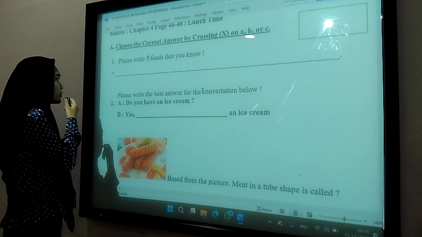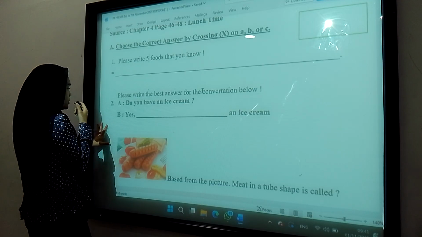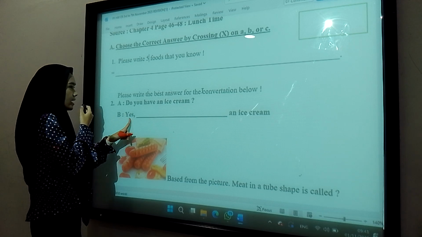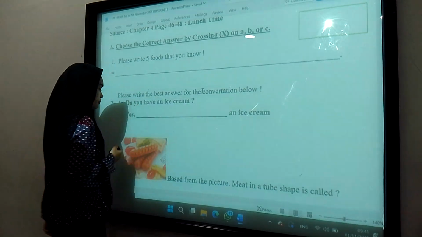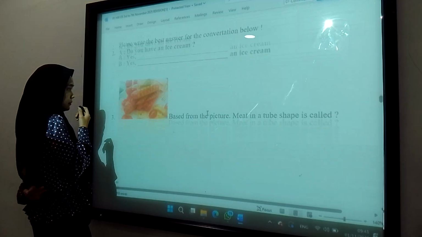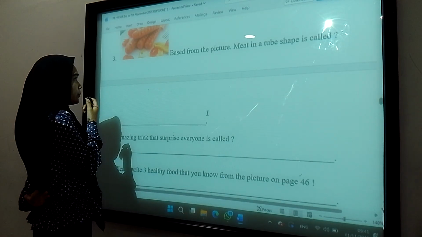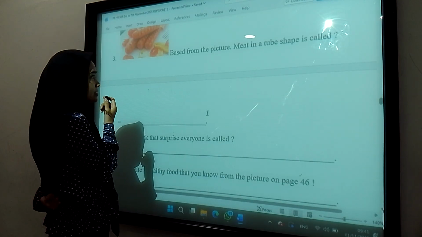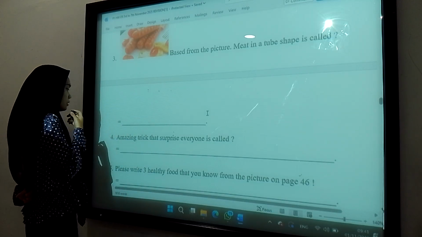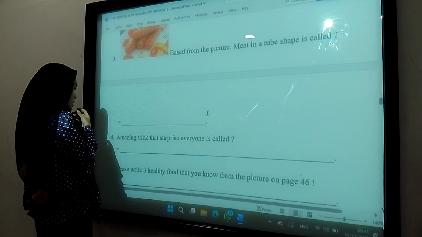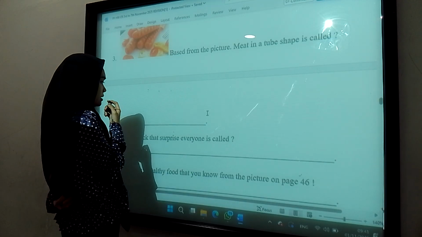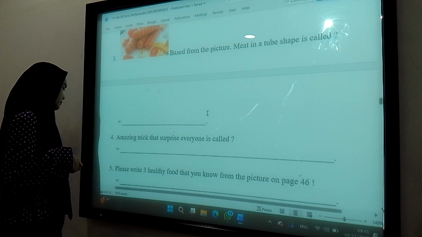And for number two, please write the best answer for the conversation. Do you have an ice cream? The answer, yes, I have an ice cream. Number three, based on the picture, meat in a tube shape is called sausage. Number four, an amazing trick that surprised everyone is called magic.